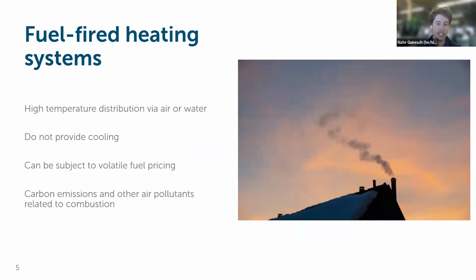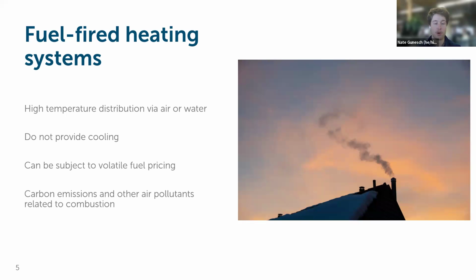I want to quickly talk about fuel-fired heating systems. I mentioned that we would do a little bit of heating system fundamentals. The most common way that we heat our homes historically has been by burning fuel, right? This can be a variety of different fuel types. We burn oil, or gas, or propane, or wood to heat up something that we distribute around our homes. That's either air or water, typically. And then we distribute that around our homes to heat them.